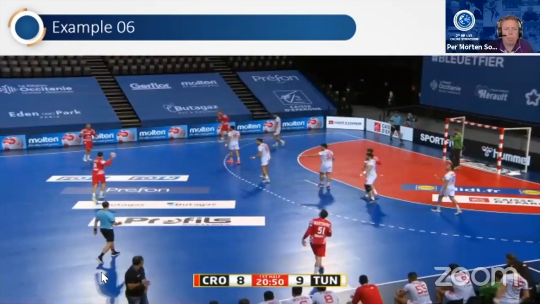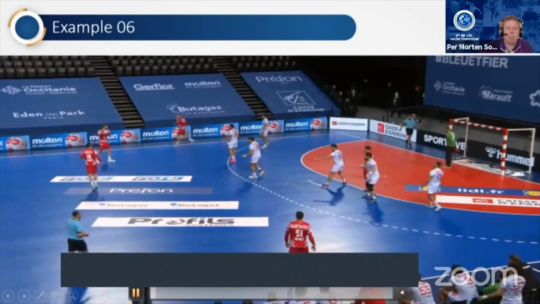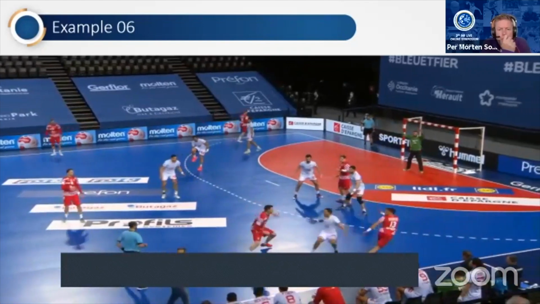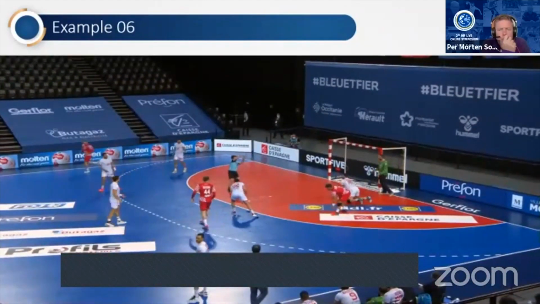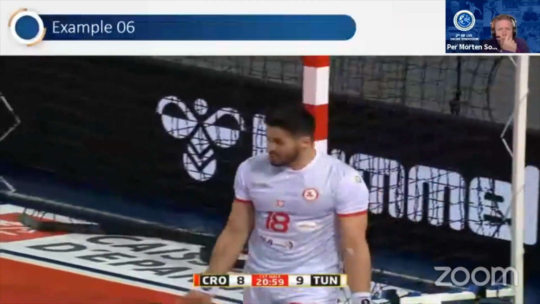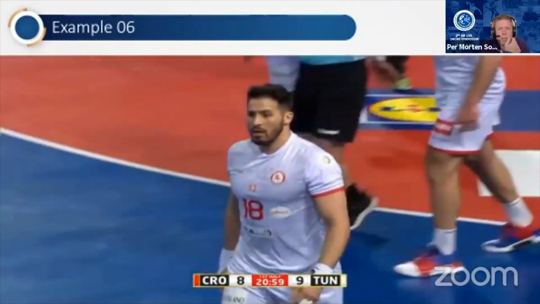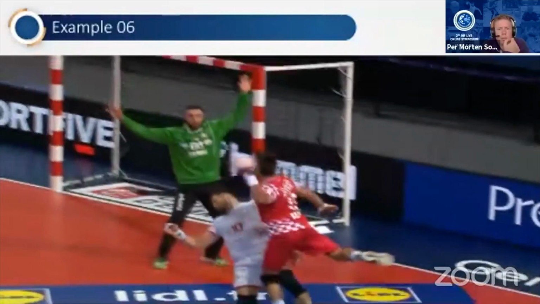Next one, it's also a breakthrough situation. Here also the attacker tells the referees that they didn't do anything wrong.